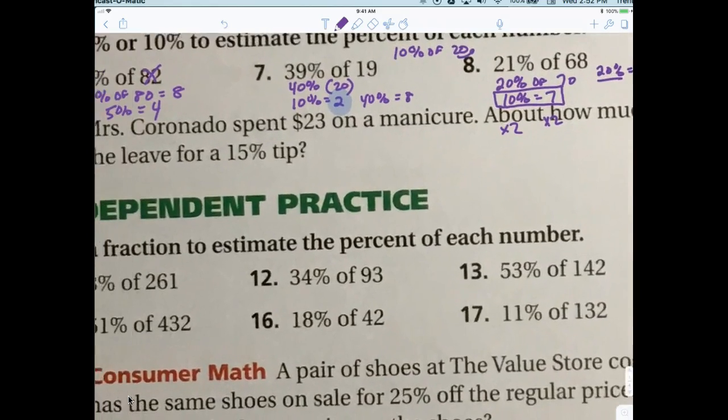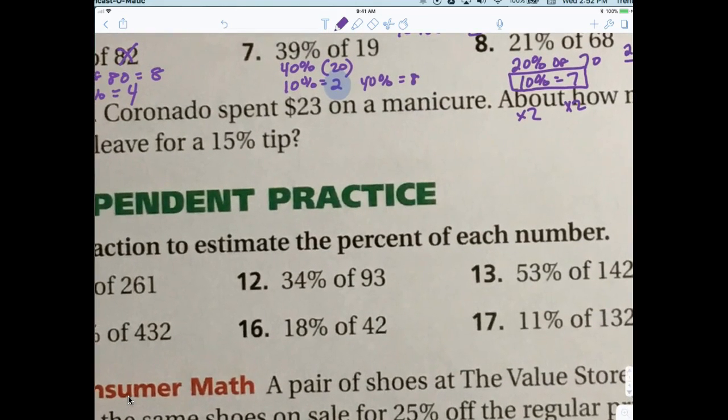All right, so now here we go on this one. This is our 15% tip. So you went to the store and you spent $23 on a manicure. And you want to do 15%. So tell me what you would do. Which is what? $2.30. Perfect.